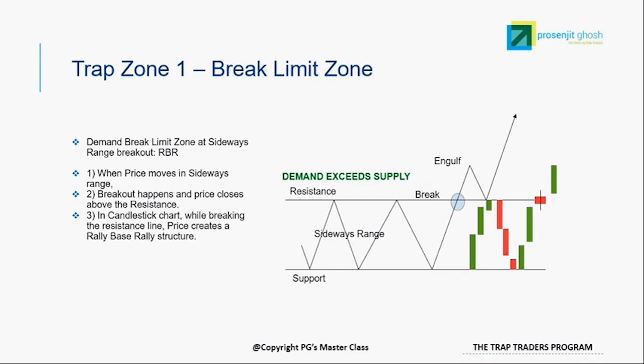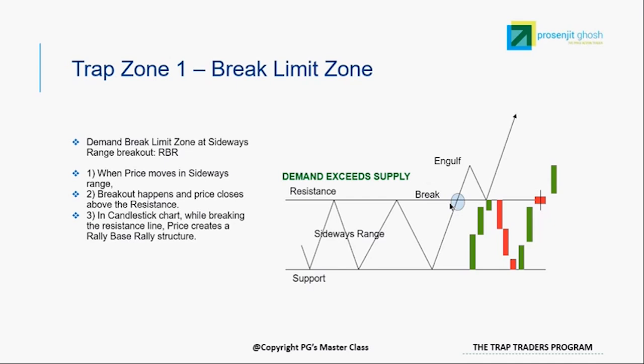So understand, in a line chart, the same phenomenon we can see, but in a line chart you may not be able to find exactly whether there is a rally base rally, I mean whether the resistance is cutting through the base candle or not. For that you need a candlestick chart to find it out, okay?